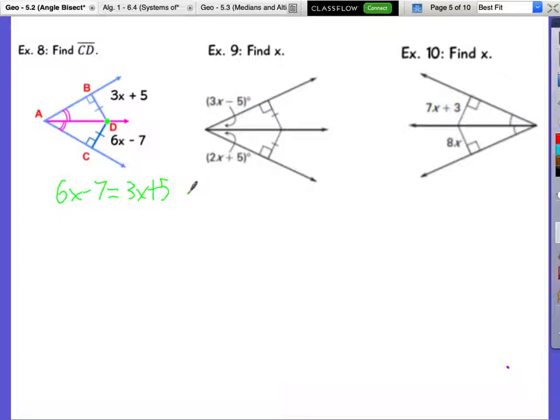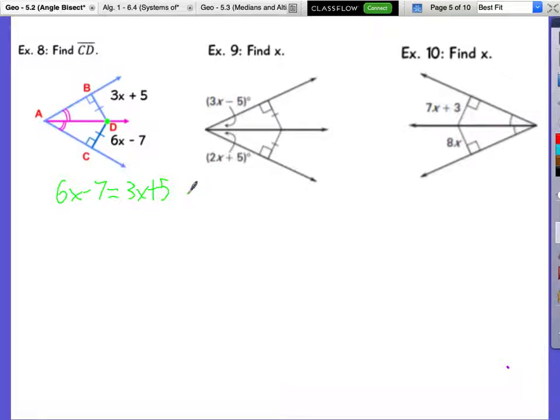There you go. We're trying to find CD. And what kind of thing is CD? What's it say? It's a segment. We're trying to find the length of segment CD. So since these are congruent in this picture, since the angle is bisected and point D is on the bisector, it has to be equidistant from these two sides at the perpendicular, and we know they're congruent. So we set them equal.